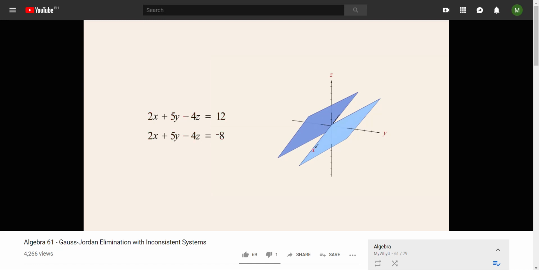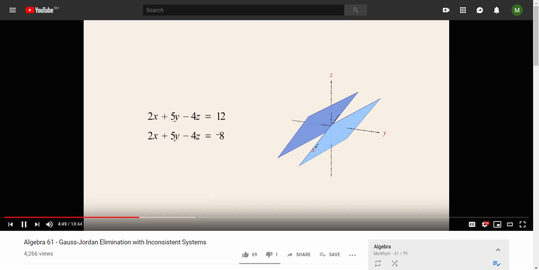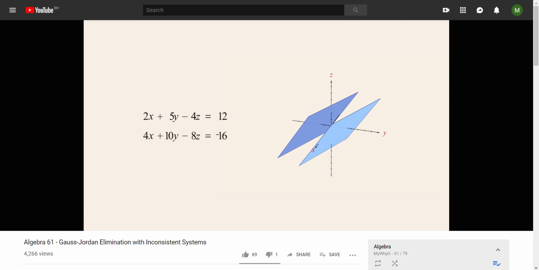Now let's change the second equation by multiplying it by 2. Since multiplying both sides of an equation by a non-zero constant doesn't change its solutions, the two equations still describe the same planes. This might make the situation a little less obvious. However, if we notice that the coefficients in the second equation are all twice the value of the coefficients in the first equation, but the constants are not, we could still recognize that the equations describe parallel planes.